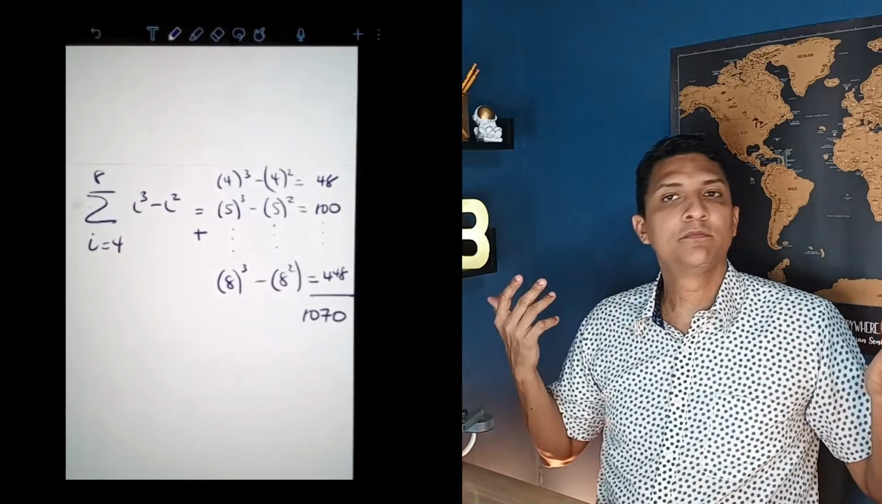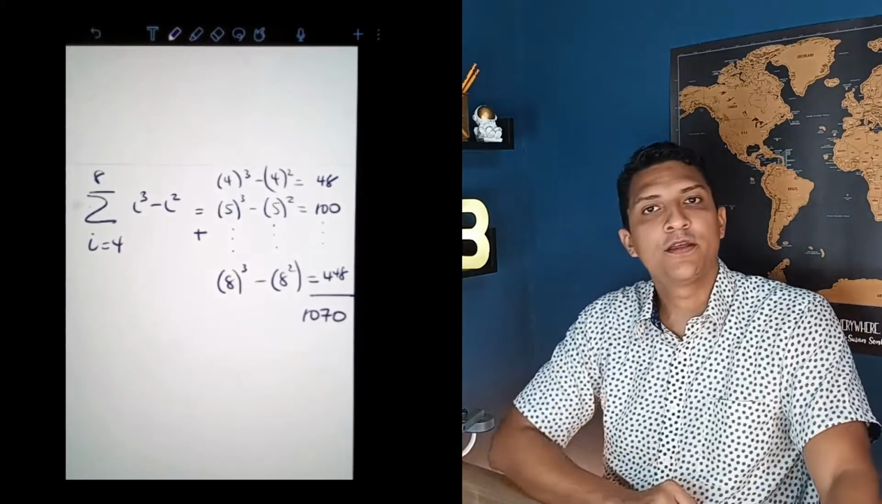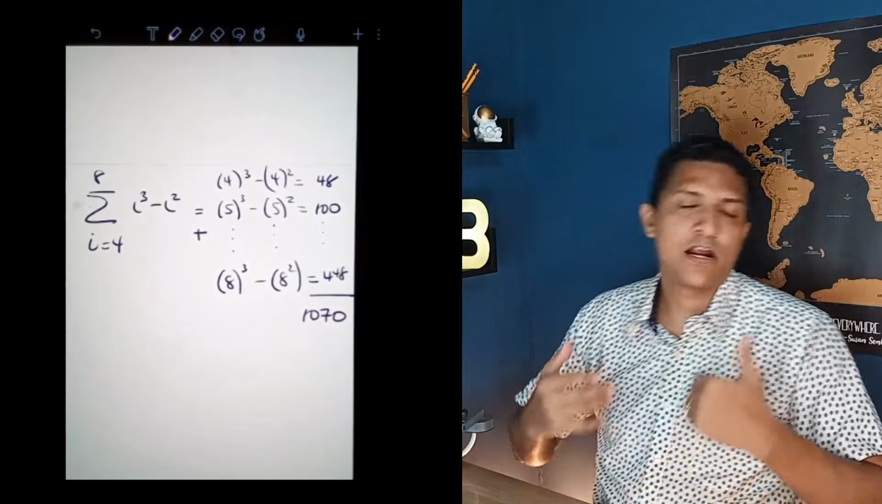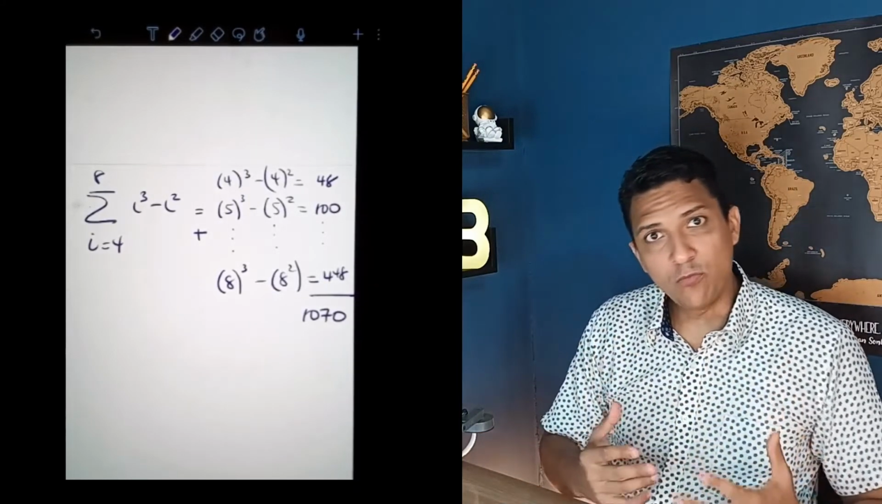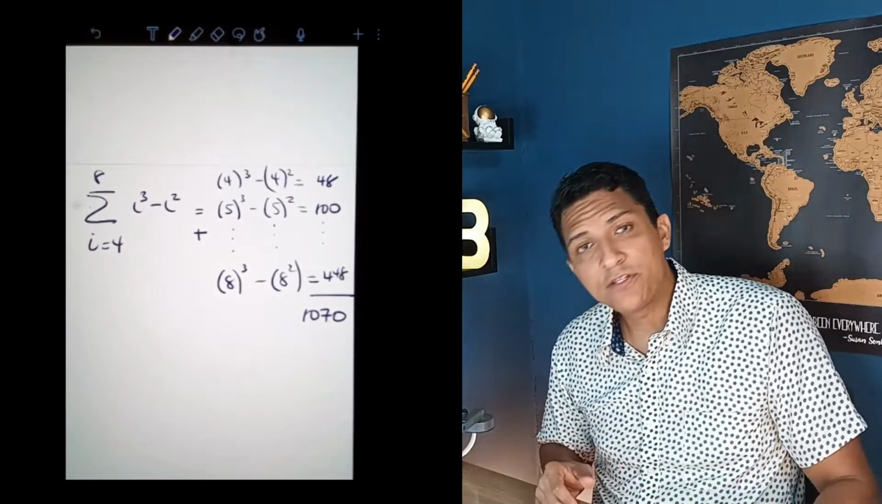Basically this is how we work with the calculator, or how we can solve problems that are written using the sigma notation.